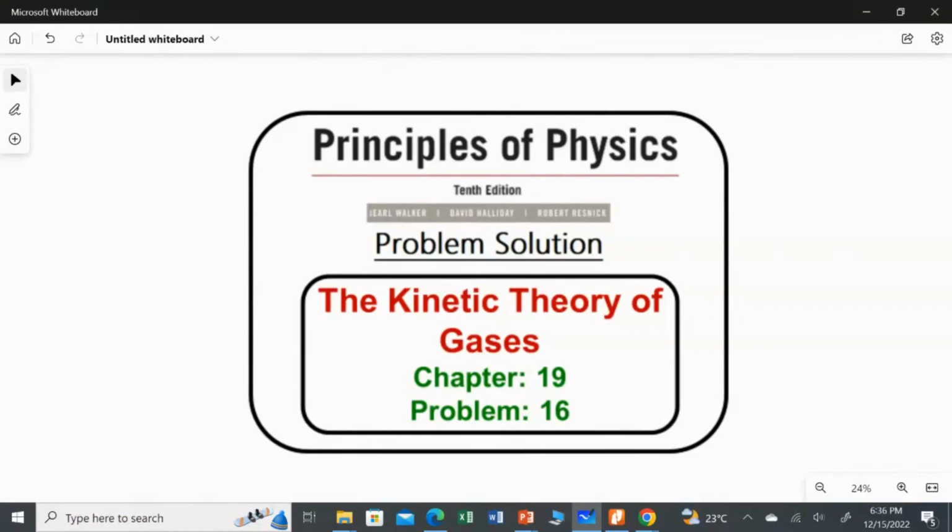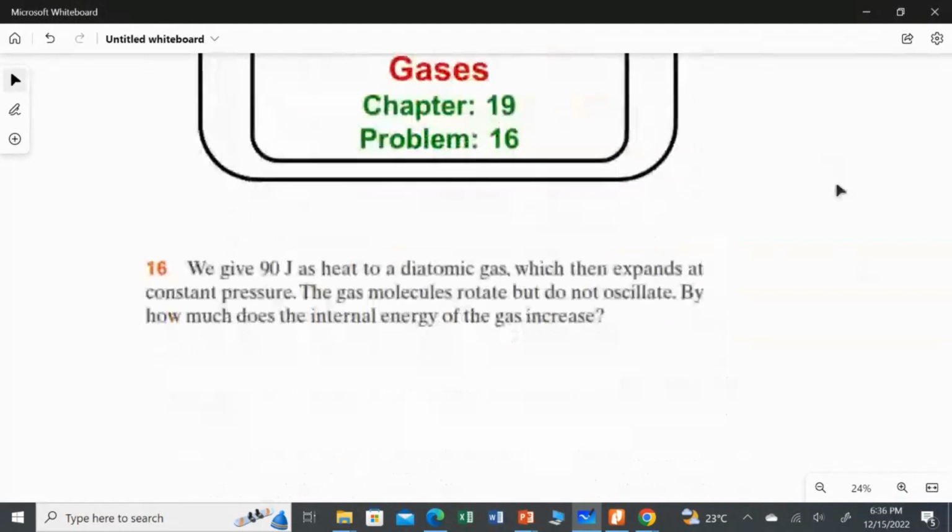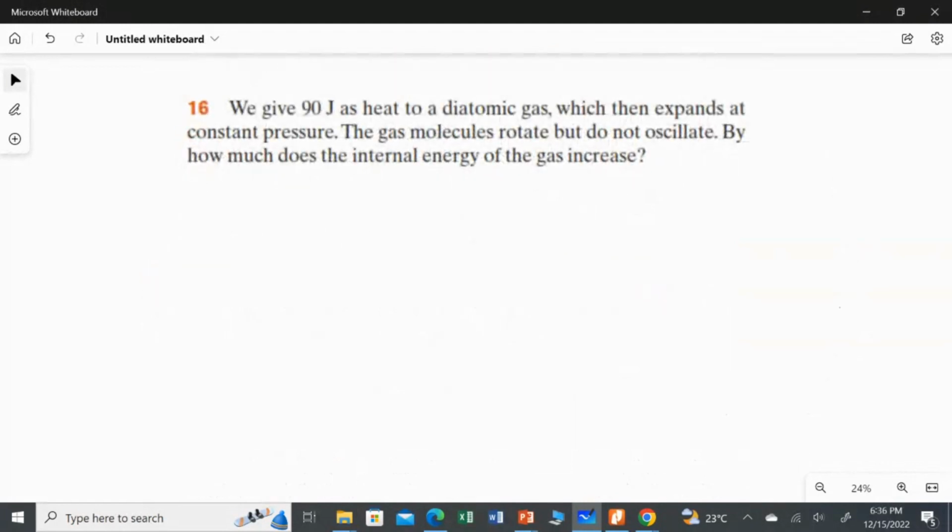In this video, I am going to solve the 16th problem from chapter 19. We give 90 joules as heat to a diatomic gas, which then expands at constant pressure. The gas molecules rotate but do not oscillate. By how much does the internal energy of the gas increase?